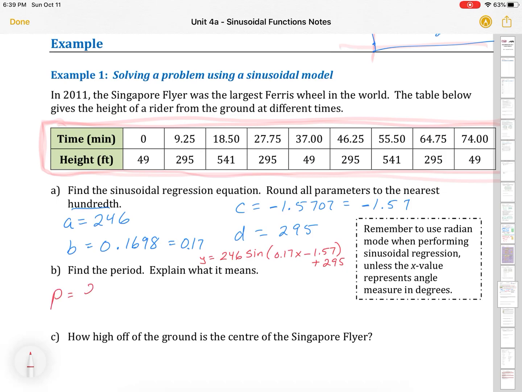Now, find the period. So our period is 2 pi over b. Please note, remember to use radian mode when we're performing sinusoidal regression, unless the x value represents an angle measure in degrees. So here it doesn't.